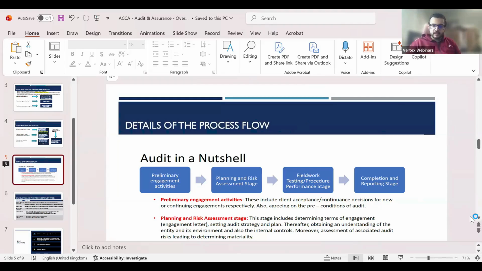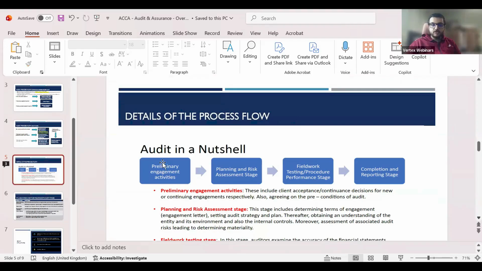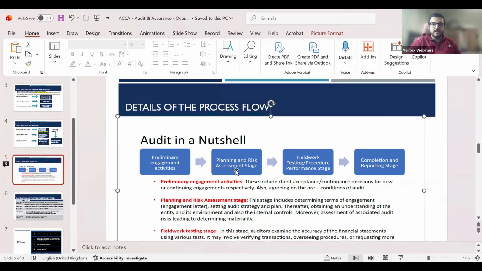So let's have a look at the preliminary. The first stage is your preliminary engagement activities. The second stage is planning and risk assessment. The third stage is fieldwork testing, procedure performance stage. And the fourth stage is completion and reporting stage.